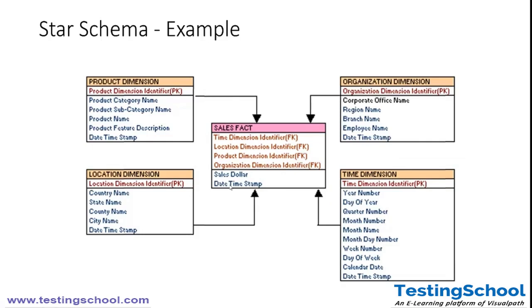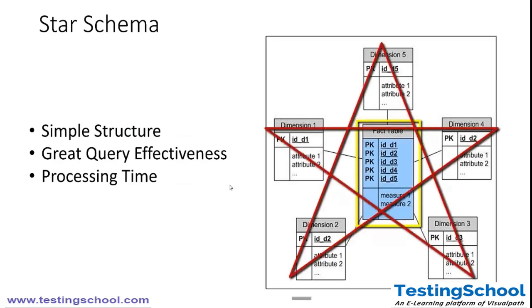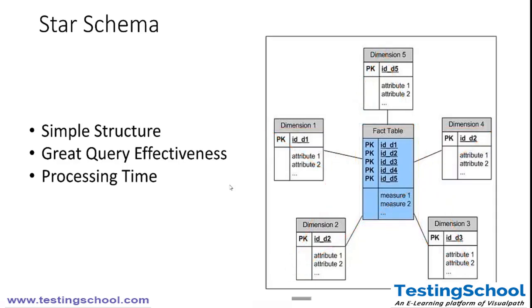All right, so that is the star schema. I'll repeat it: a centrally located fact table surrounded by individual dimensions which resemble a star is the star schema.